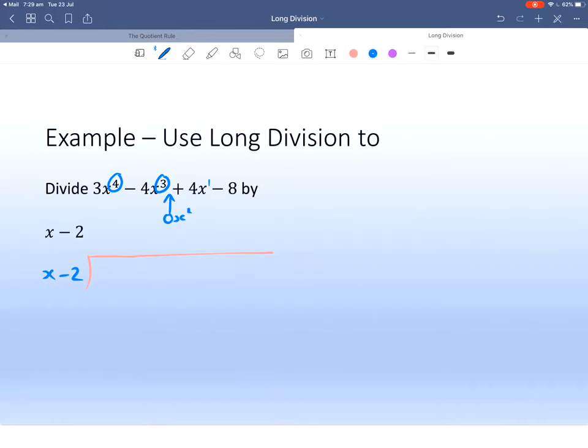Now, you'll see this. When I write it down, I'm going to rub that off because I feel like it's going to be too busy. So I'm going to go 3x to the 4 minus 4x cubed. There's nothing x squared, but I need to make note of it in my working out. Plus 0x squared, because there's none of them, plus 4x minus 8.